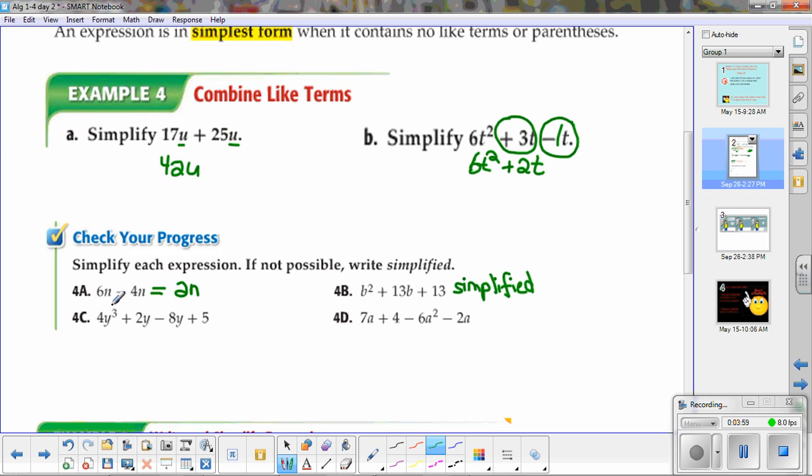In our next example, we have 4y to the third power. There aren't any other y to the third, so I'm going to go ahead and just write 4y to the third.